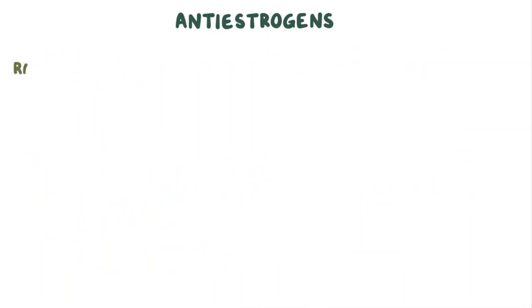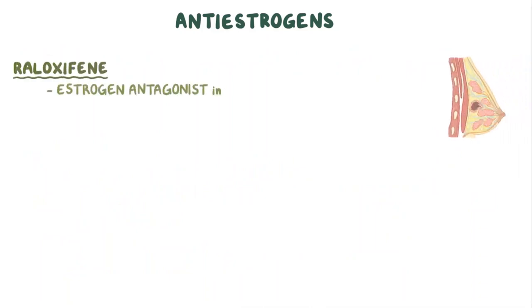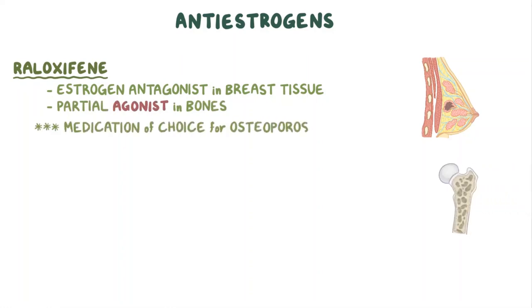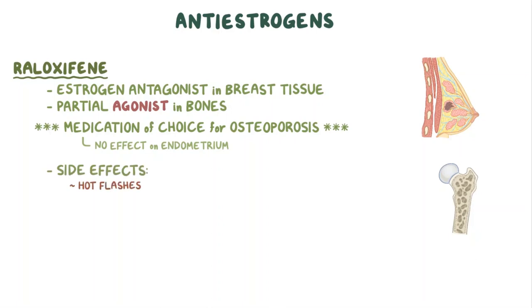Alright, now let's move on to raloxifene, which, like tamoxifen, acts as an estrogen antagonist in breast tissue and as a partial agonist in bones. Raloxifene is the medication of choice to prevent and treat osteoporosis in postmenopausal women. The good news is that raloxifene, unlike tamoxifen, has no estrogenic effect on the endometrium, and so it does not increase the risk of endometrial cancer. Side effects include hot flashes and an increased risk of thromboembolic events.